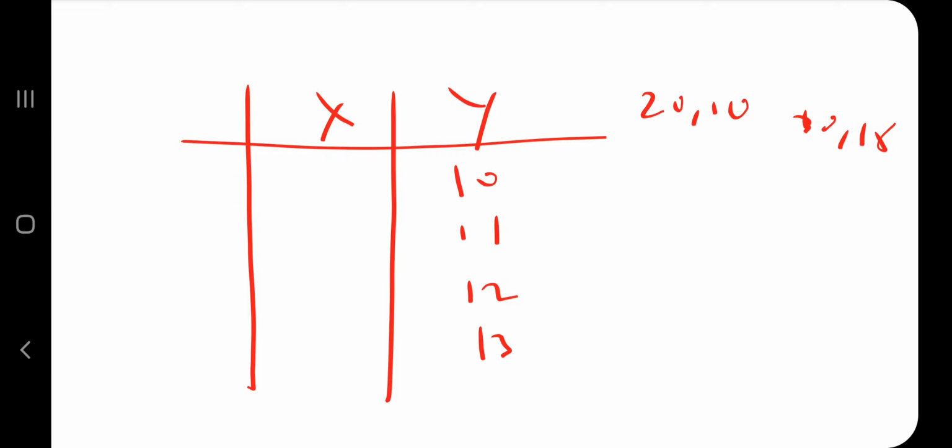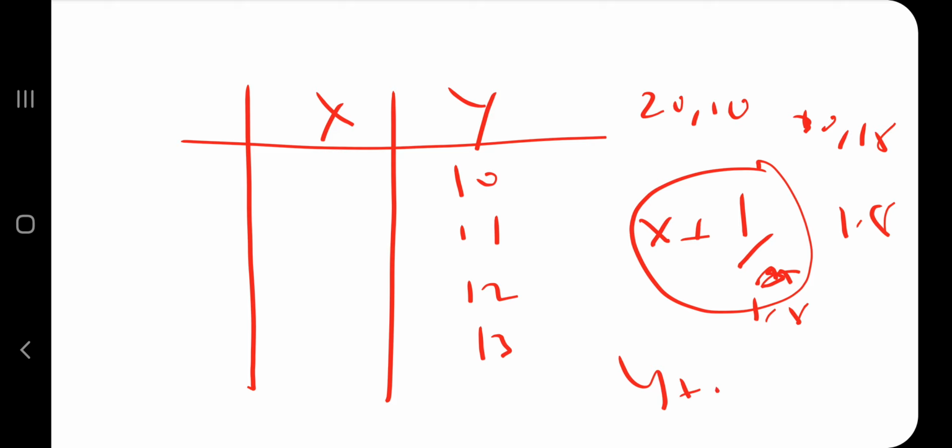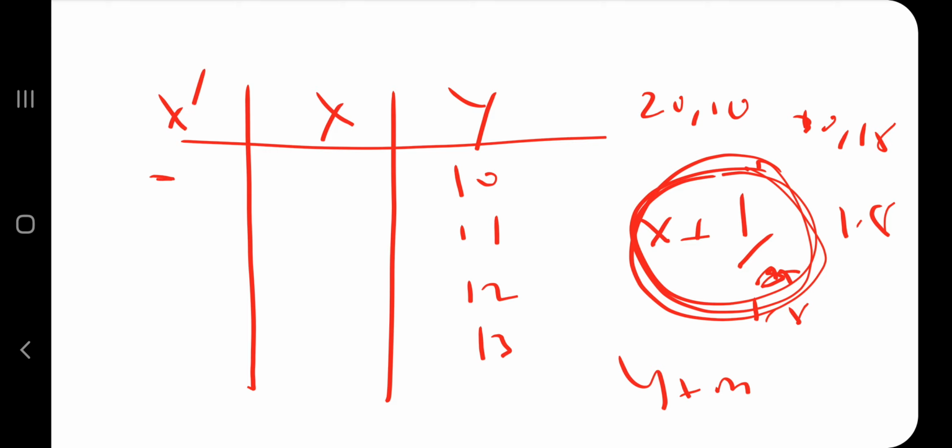After you have written the y values, what you will do is x plus not m but 1 by m. If m is 1.8, you will do x plus 1 by 1.8. Okay, you will not do x plus m but x plus 1 by m. For y it is y plus m. For x it is x plus 1 by m. So what answer you get, you write here as x dash also.